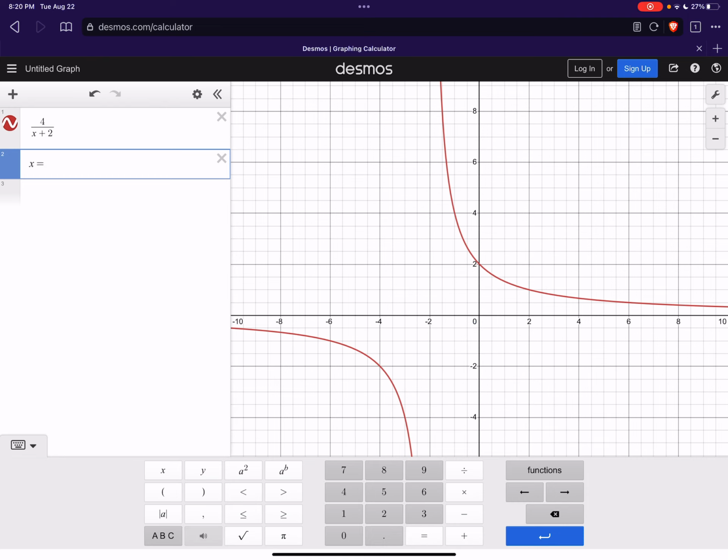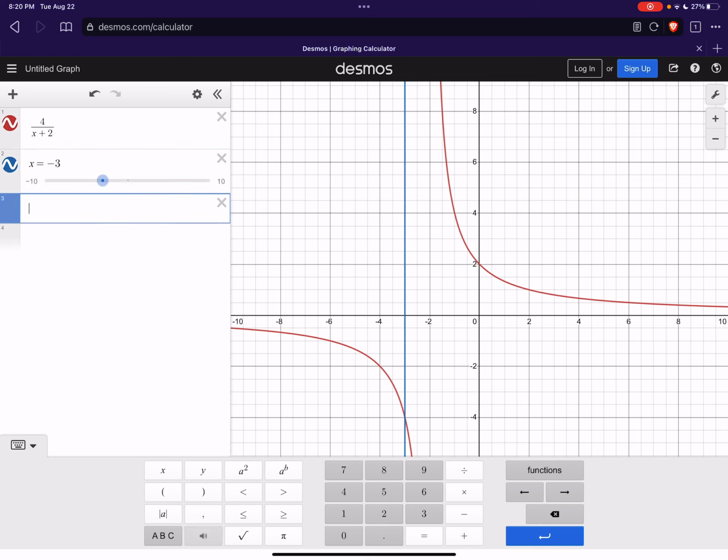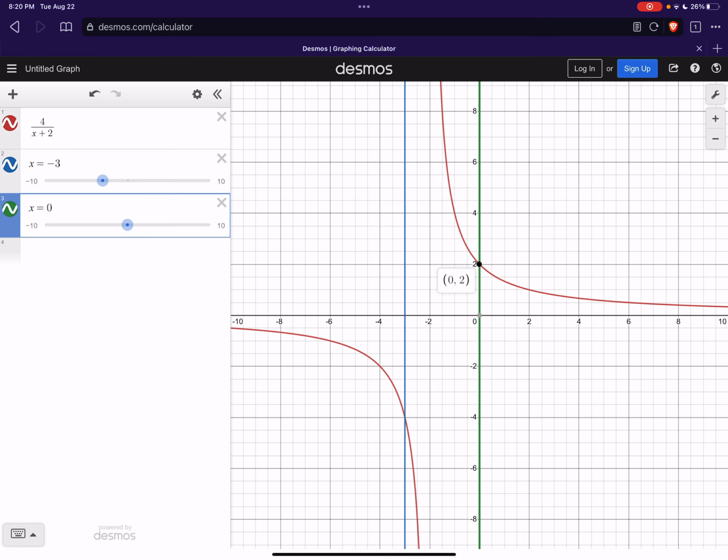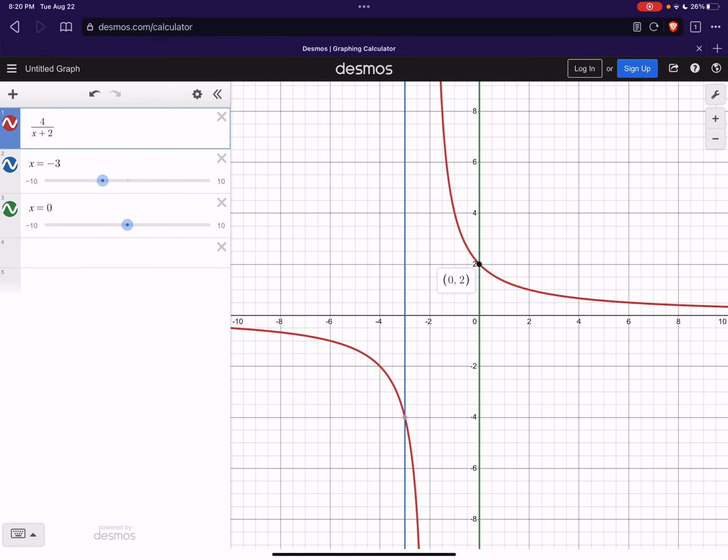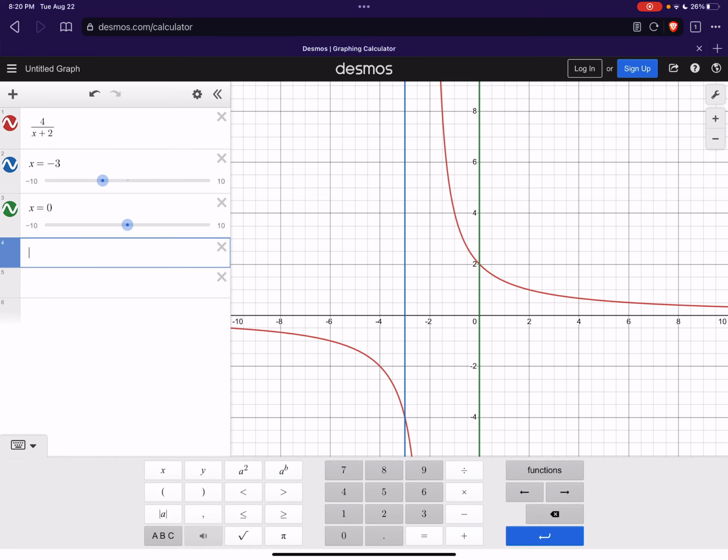we can type in x equals negative 3 and x equals 0. We have 0, 2, and negative 3, negative 4. I'm going to show you two things in this. The first one is you can actually type in your formula for slope. So 2 minus negative 4 over 0 minus negative 3.